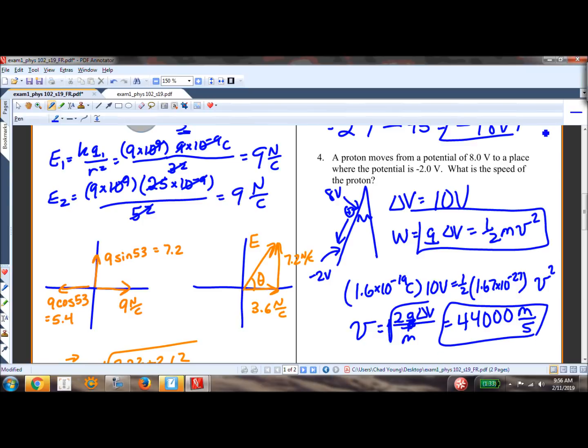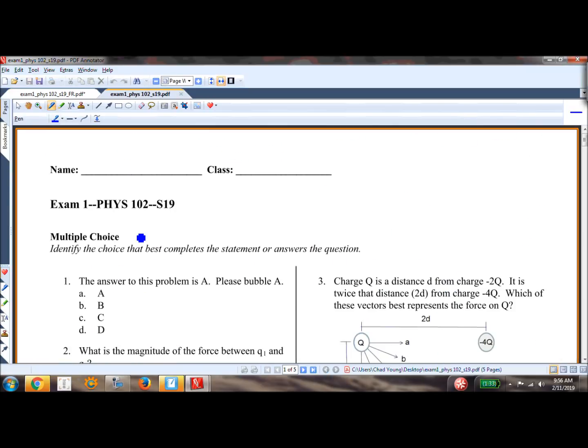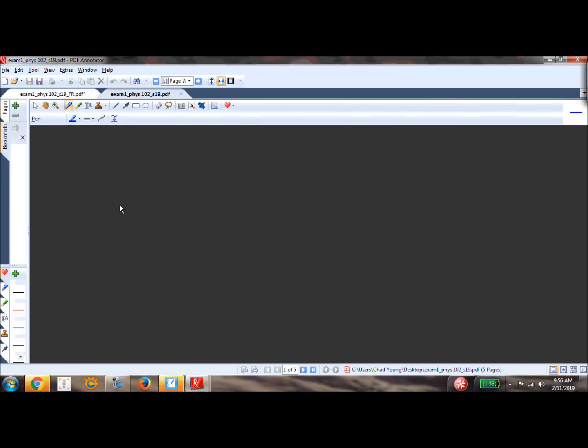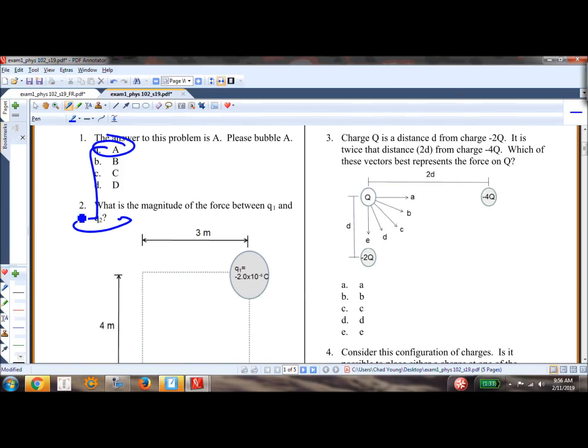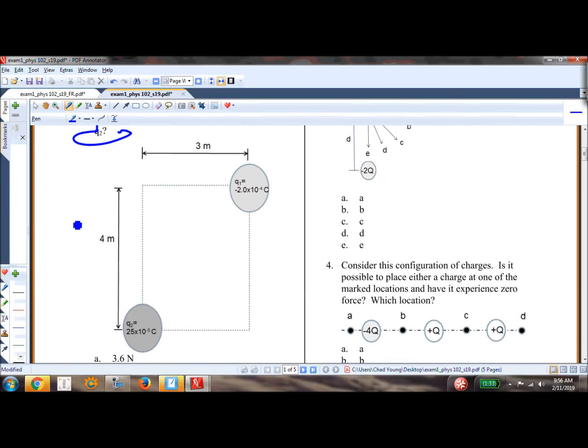Now let's go to the multiple choice part. First of all, it's A or whatever one you had. What is the magnitude of the force between Q1 and Q2? So it's a 3, 4, 5 triangle. So this is 5 meters. F is equal to K Q Q over R squared.